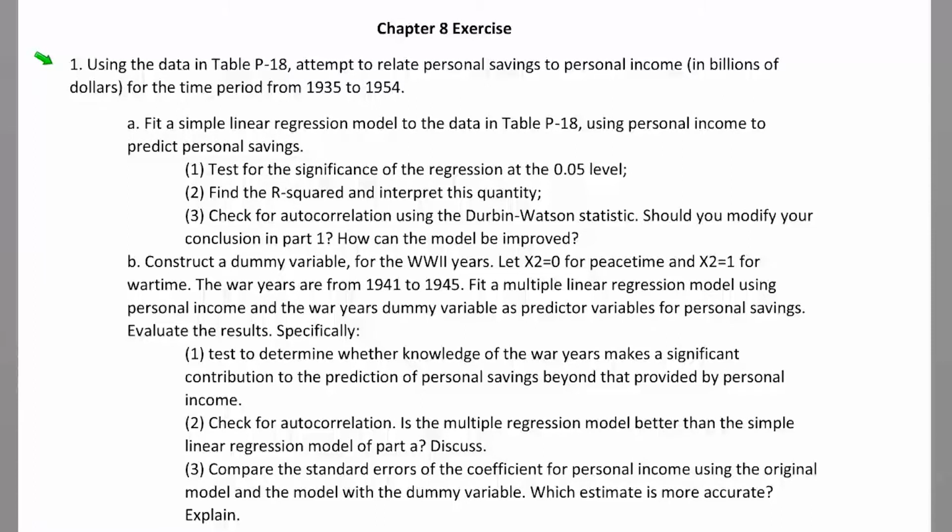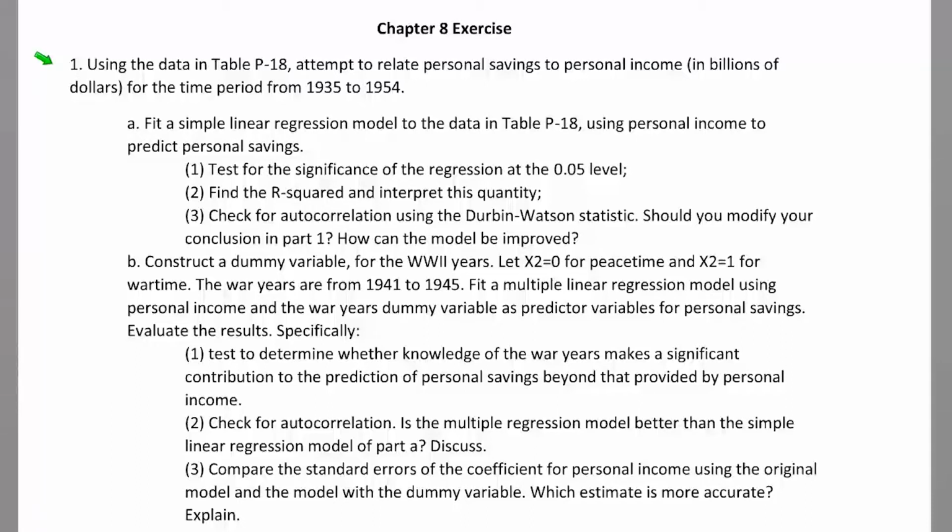Part B says construct the dummy variable for the World War II years. Let x2, which is the new dummy variable, equal to 0 for the peacetime and equal to 1 for wartime. The war years are from 1941 to 1945. Fit a multiple regression model using personal income and the war years dummy variable as predictor variables for personal savings. Evaluate the results, specifically test to determine whether knowledge of the war years make a significant contribution to the prediction of personal savings beyond that provided by personal income.